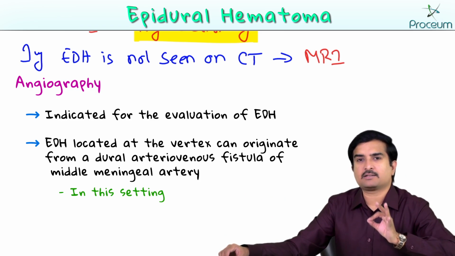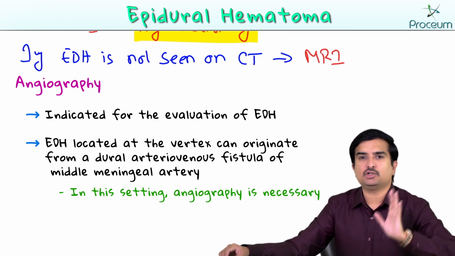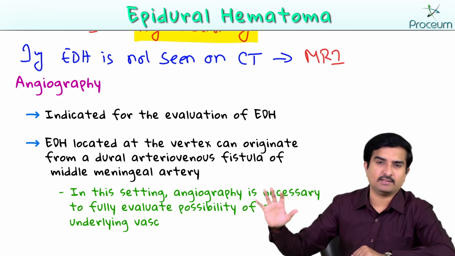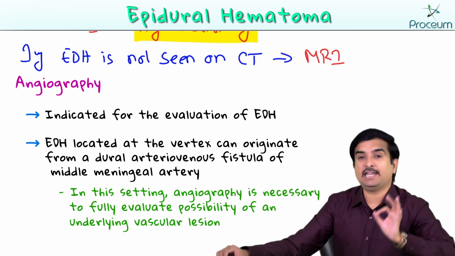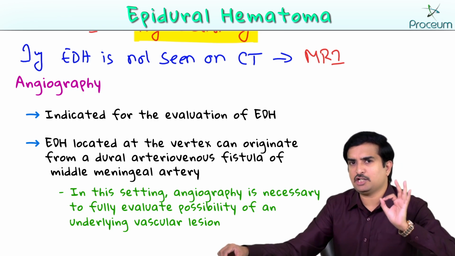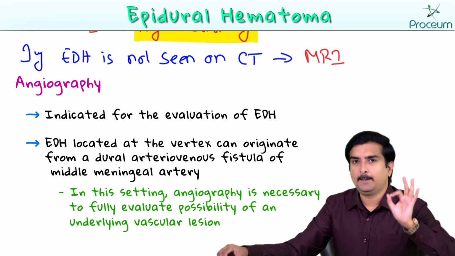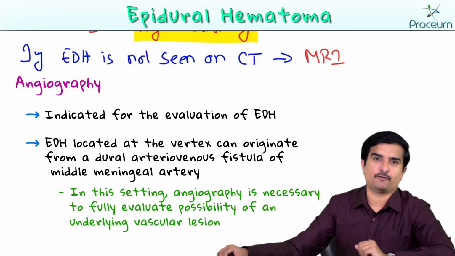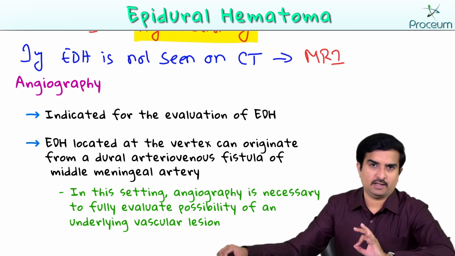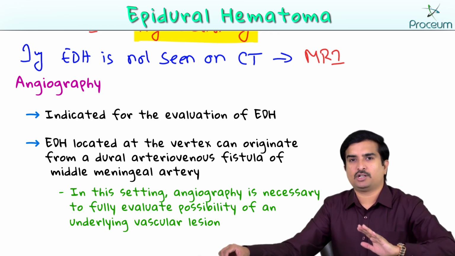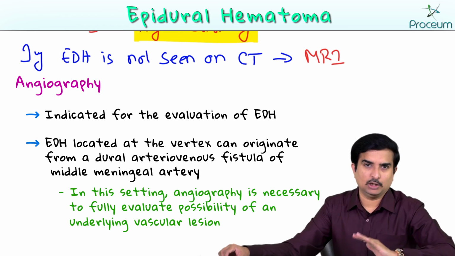In this particular setting only, angiography is necessary, mainly to fully evaluate the possibility of an underlying vascular lesion, that is, to identify the underlying vascular lesion or fistula if it is present. Mainly for that we are going to perform this angiography. Otherwise, routinely we are not going to perform it, right? So this is what you need to know about the diagnosis.